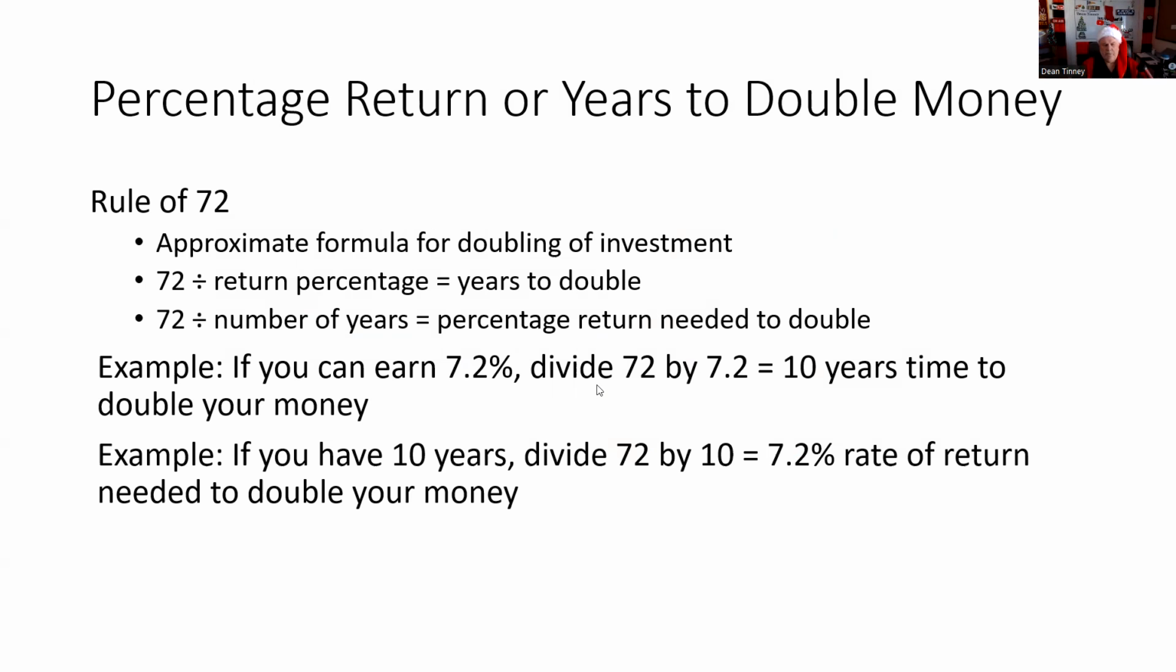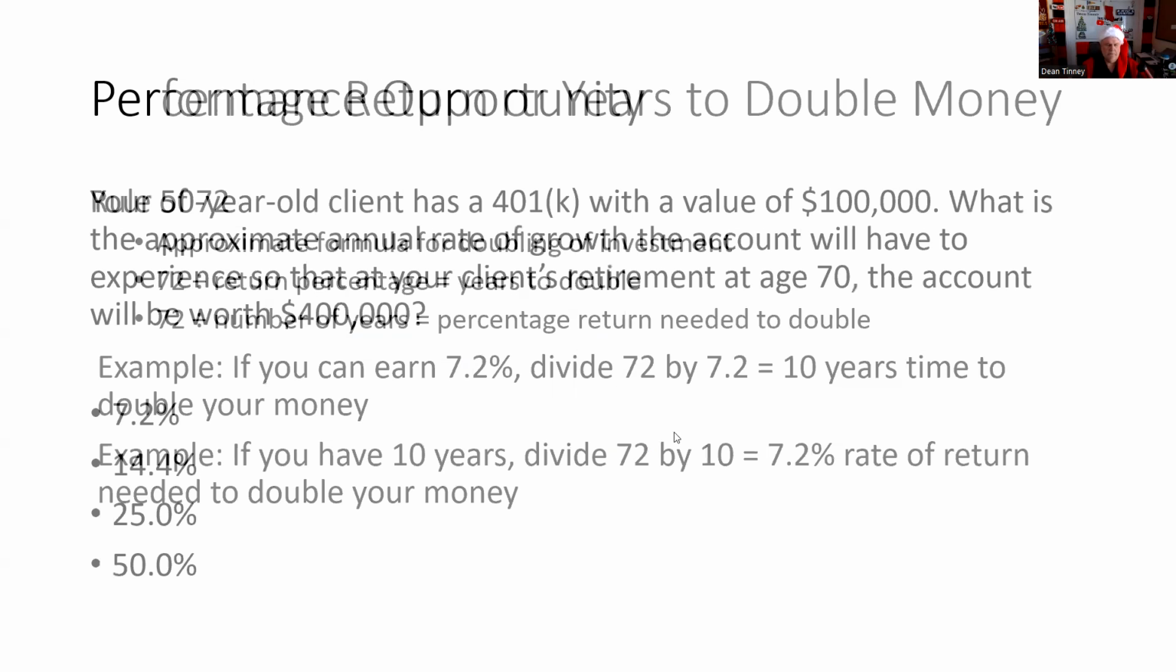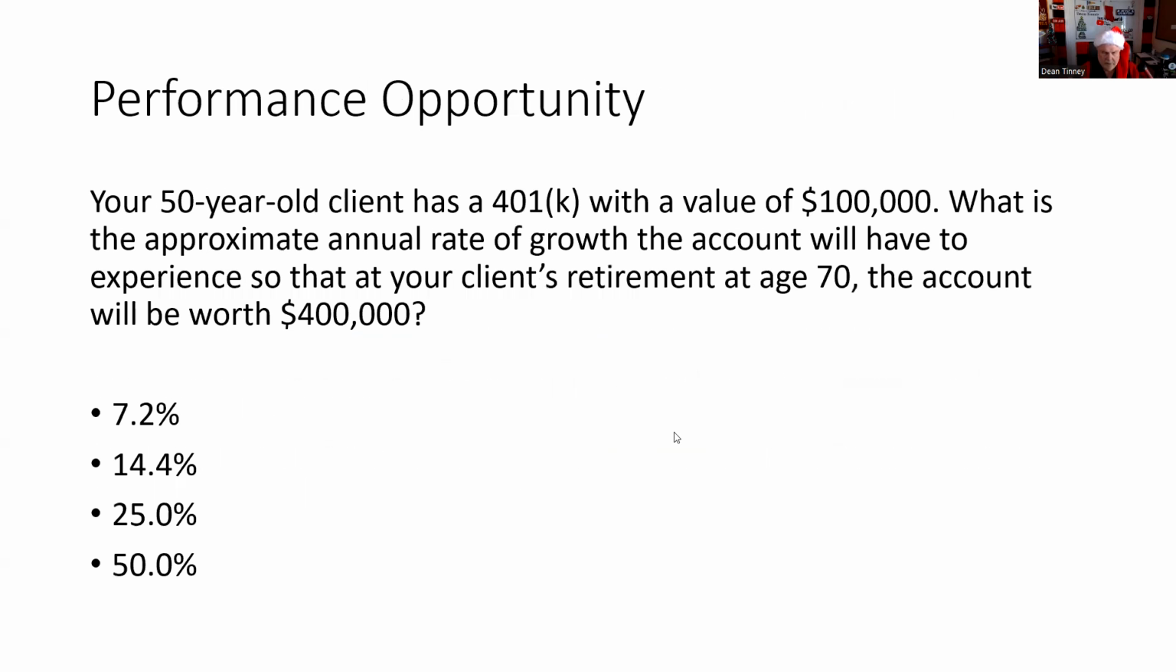So let's look at how that might play out in a performance opportunity. That's what I call practice questions, performance opportunities. Your 50-year-old client has a 401k with a value of 100,000. As a test taker, what we want to do when we're doing practice questions is look at some pertinent information. So it looks like this is the present value.